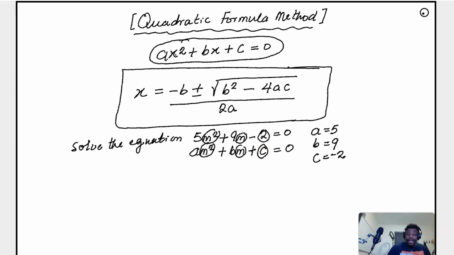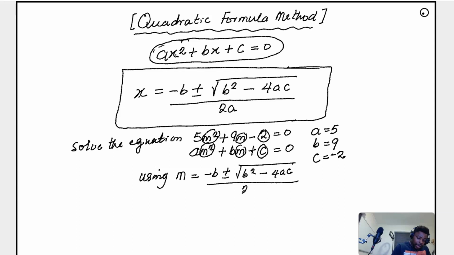So I've gotten my a, I've gotten my b, and I've gotten my c. Now, we are required to solve the equation. Remember, the variable in the expression here is x. That's why we said x is equal to. But in this case, our variable is m. So I will say, using the formula, m is equal to minus b plus or minus the square root of b squared minus 4ac over 2a.